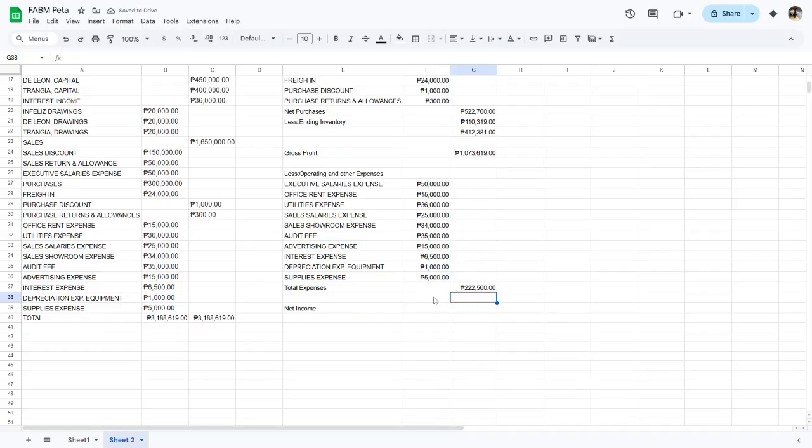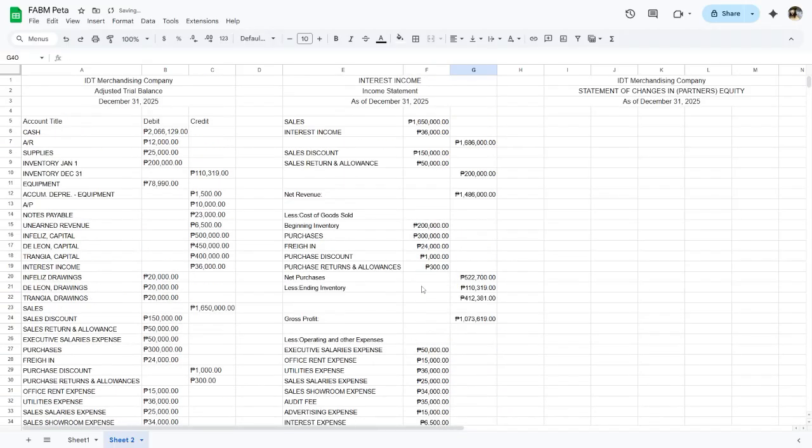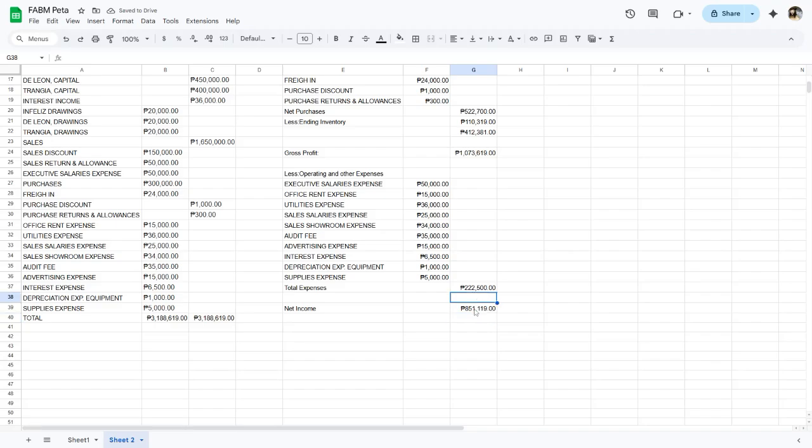After that, for our net income, let's simply subtract the total expenses from the gross profit. There, this is it, our income statement.